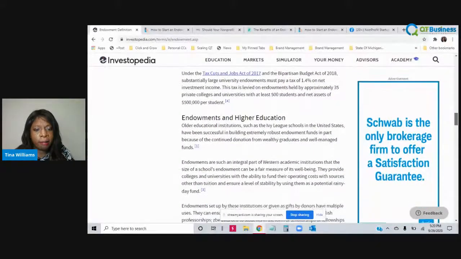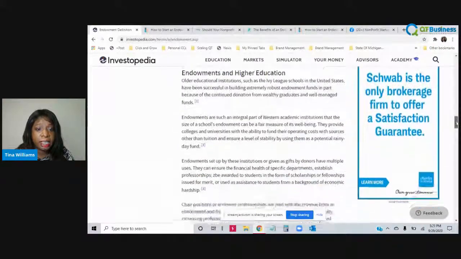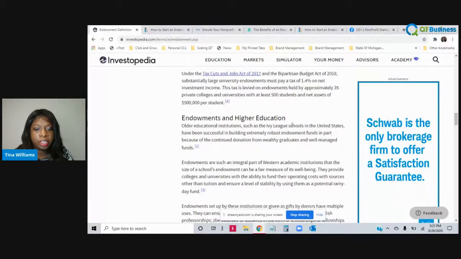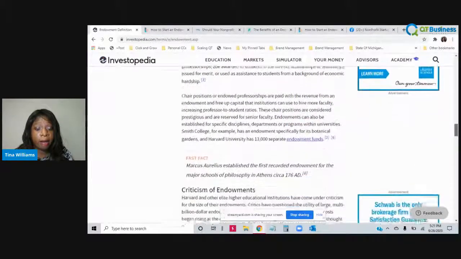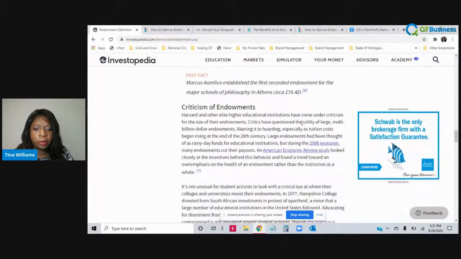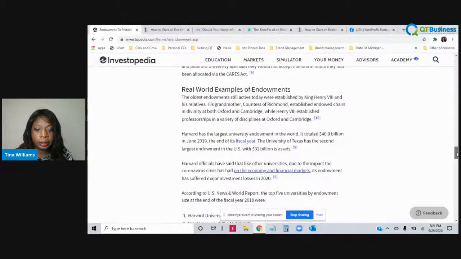So endowments, some of the other companies that you might know that use endowments are a lot of educational facilities, such as Ivy League schools. They have robust endowments because their graduates donate and then they set up that endowment. They have come under criticism over the last year because these endowments are huge and they're not using it for the students. So a lot of times they come under criticism, but hey, guess what? They get to use it for what they want to use it for. It's not for someone else to tell them what to do.